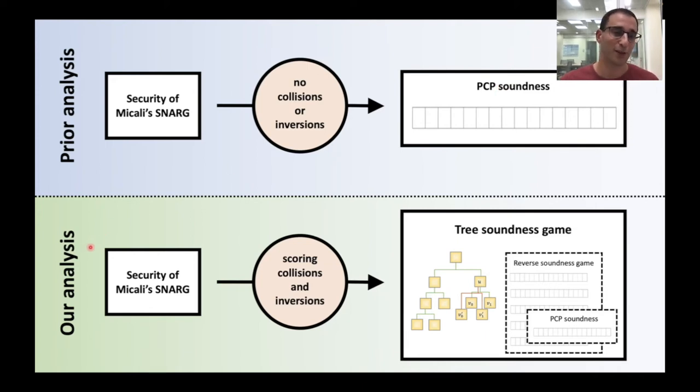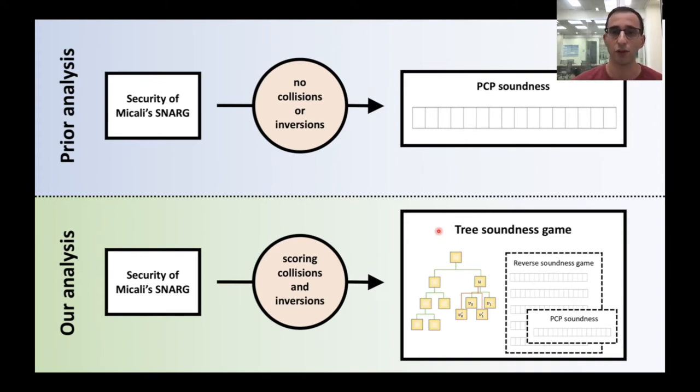In our case, we want the security of Micali SNARG, but we cannot just condition on not finding collisions or inversions, okay? And we actually have to keep showing that soundness holds even when the prover finds collisions or inversions, okay? What we're gonna do instead, we're gonna score the collisions and inversions, okay? And we're gonna bound the probability that he finds more and more collisions or inversions. And then, given a specific score, we're gonna see how harmful this score is.